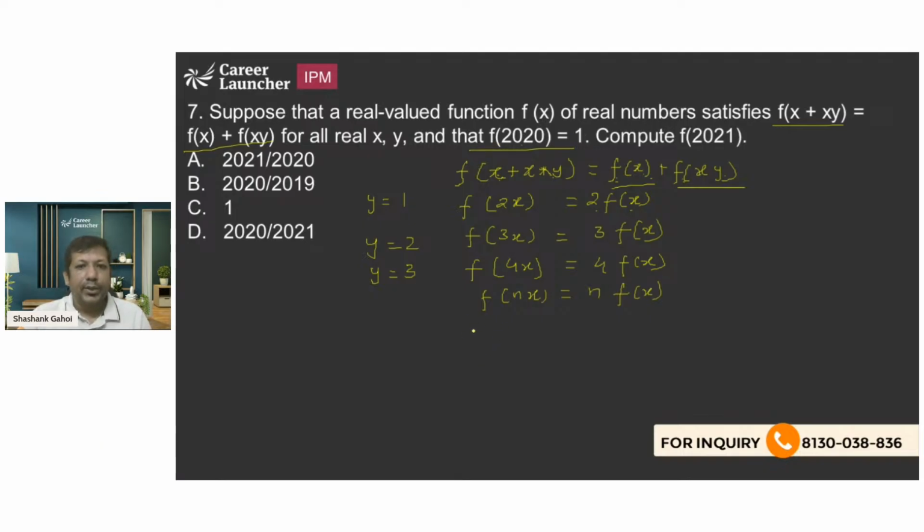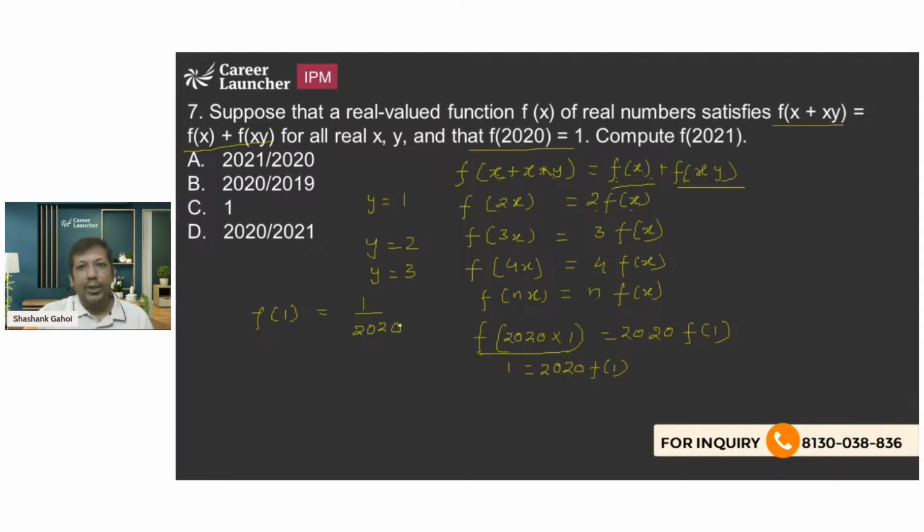So f of, let's say n is 2020 and x is 1. So f of 2020 is equal to 2020 times f of 1. Its value is given as 1, and that is equal to 2020 times f of 1. So what is the value I am going to get of f of 1? f of 1 is equal to 1 upon 2020.